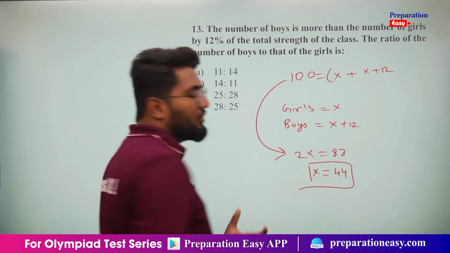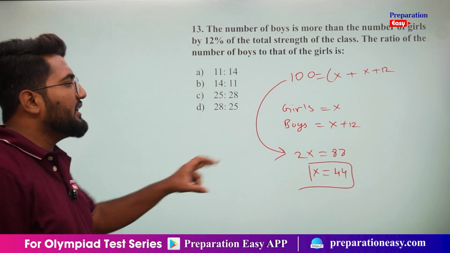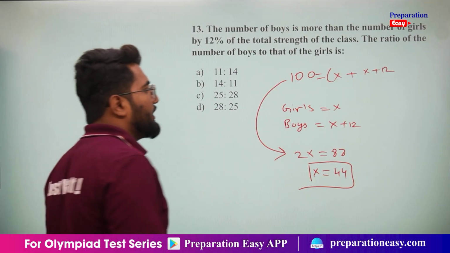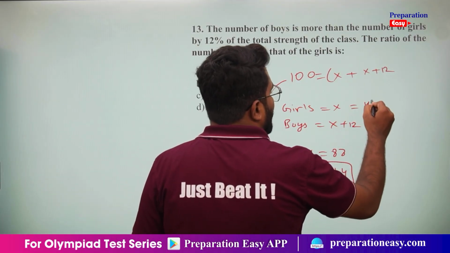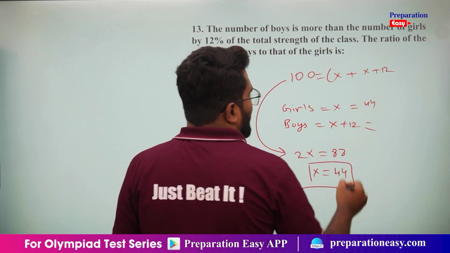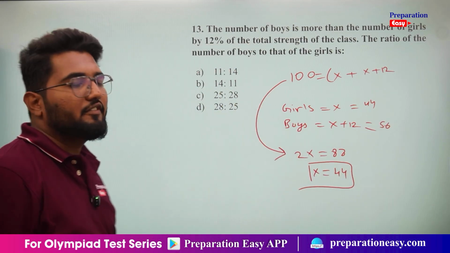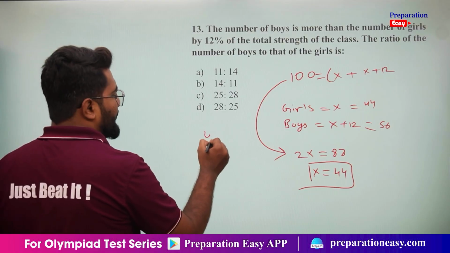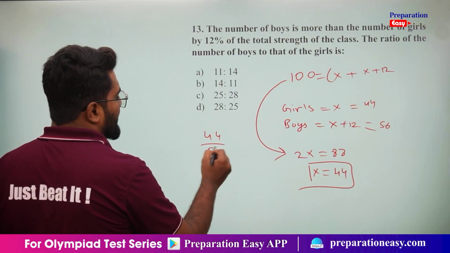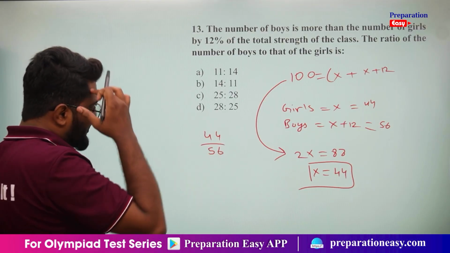X equals 44. So how many girls are there? 44. Okay, I will write here 44. How many boys are there? 44 plus 12, that is 56. We have to find the ratio. 44 divided by 56. What will be the ratio?